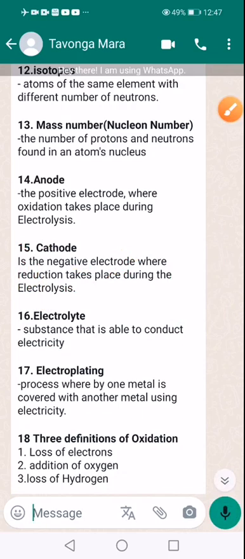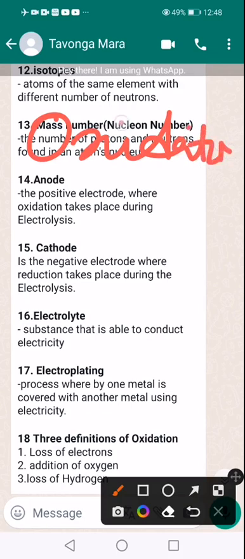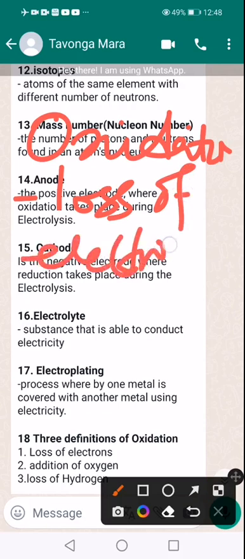Then anode. Anode is the positive electrode where oxidation takes place during electrolysis. I will explain some things that are not clear. It is called oxidation. What is oxidation? Oxidation is addition of oxygen or removal of hydrogen, but in this case it is something else. Oxidation means loss of electrons.